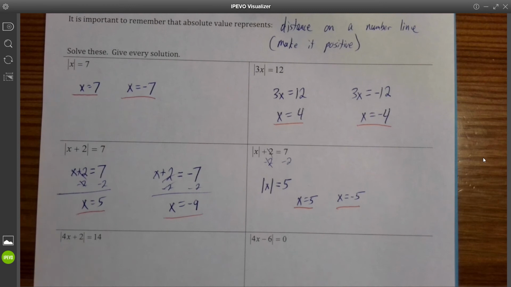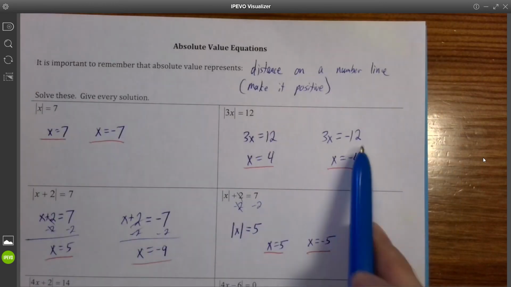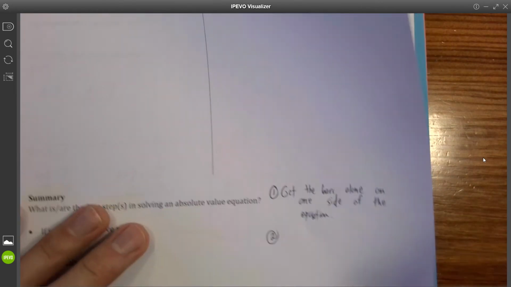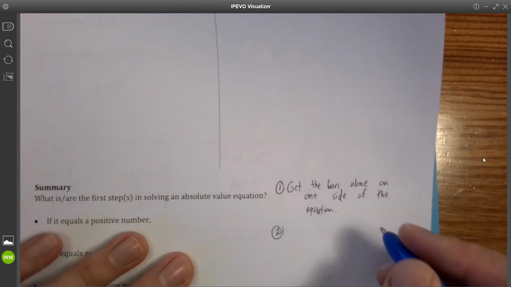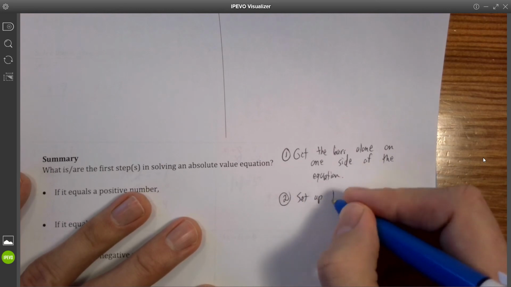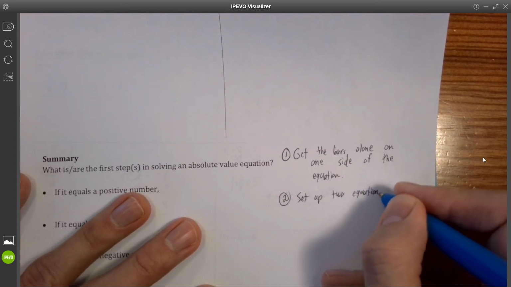Try to say two words at one time. And you're going to say, well, maybe it was 7, maybe it was negative 7, maybe it was 12, maybe it was negative 12. And you set up two equations. So I'm going to go back and add a couple words to this in a few minutes, but set up two equations.